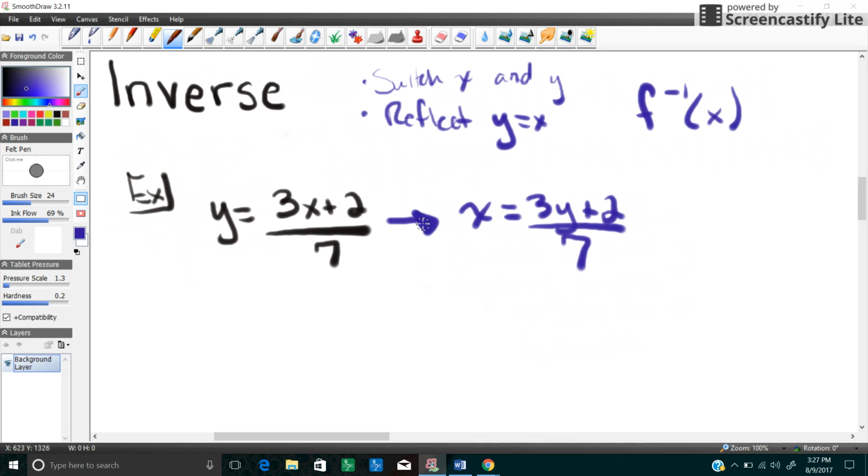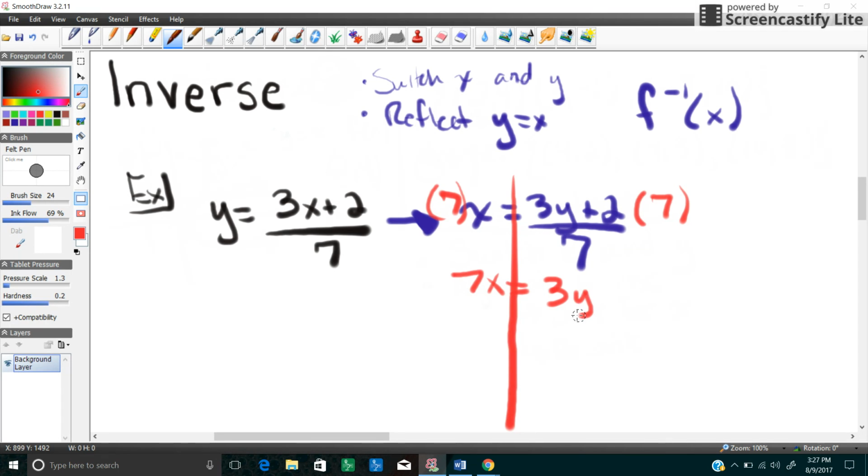From here, we begin our algebra of solving for y, which is what we used to do in Algebra 1. We solved for y all the time. So when I do that, I need to get this by itself. Many of you still do this, which is perfectly fine. I'm going to go ahead and get rid of the 7 first, because that's the farthest term from the y. Because we're dividing, I'm going to multiply both sides by 7, which gives me 7x is equal to 3y plus 2, because 7 over 7 is just 1, so we're left with 3y plus 2.